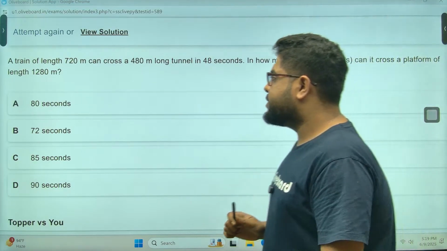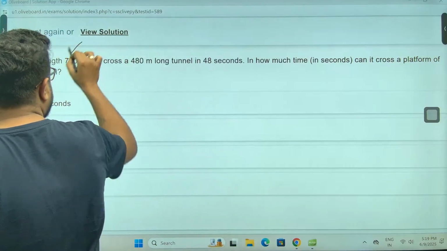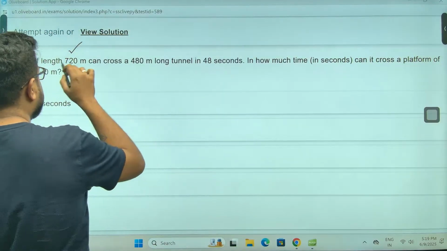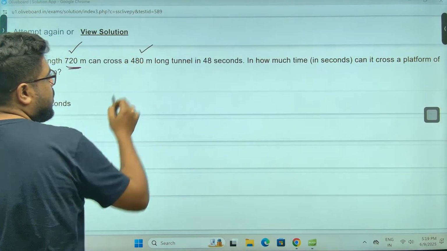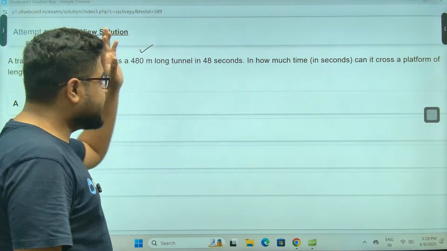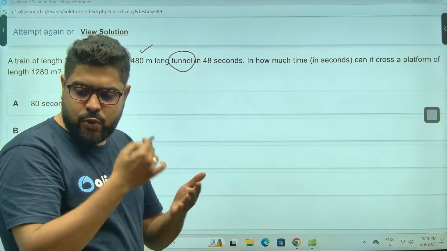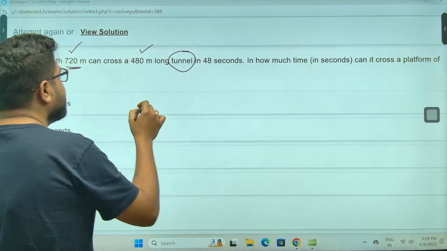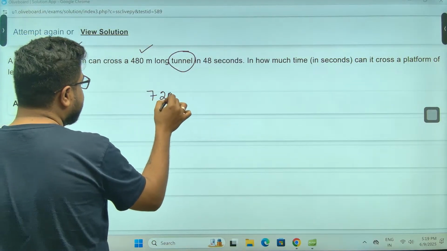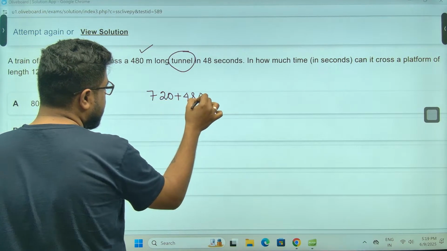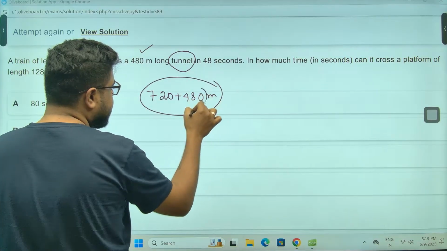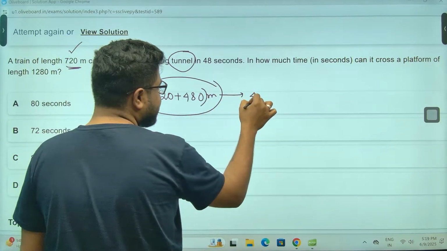Let's go. A train can cross this much meters of length in 48 seconds. Sir, if it wants to cross this particular tunnel, it needs to cross its own length plus the length of the tunnel. So it means it needs to cross 720 plus 480 meters. This much distance it is crossing in 48 seconds.